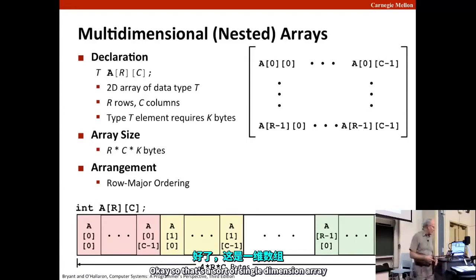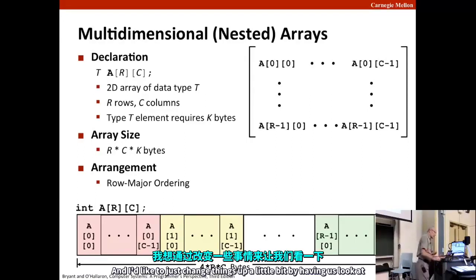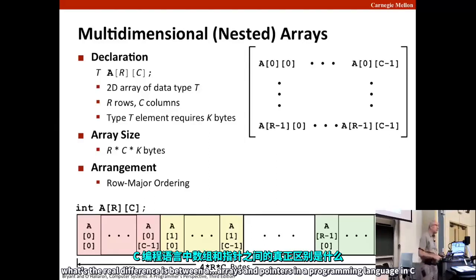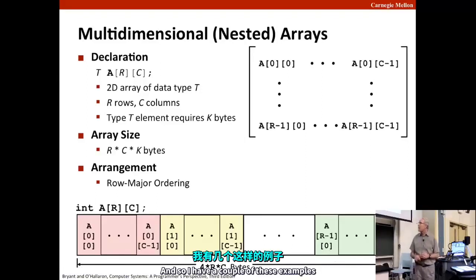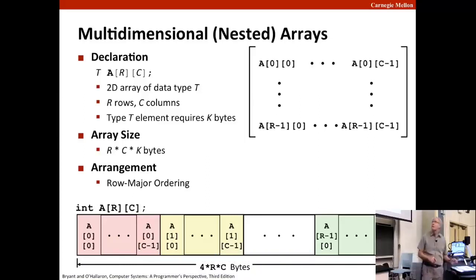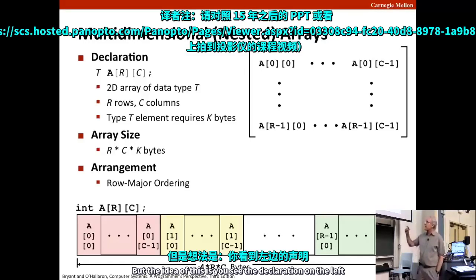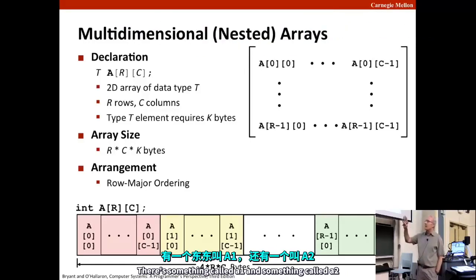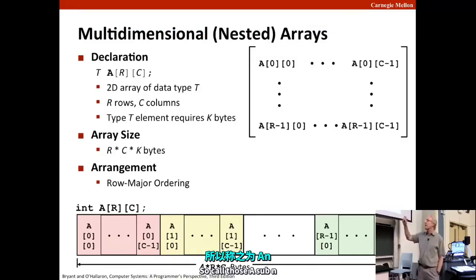Okay, so that's a single dimension array. And I'd like to just change things up a little bit by having us look at what the real difference is between arrays and pointers in a programming language, in C. And so I have a couple of these examples that I'll bring out one by one. But the idea of this is, you see the declaration on the left. There's something called A1 and something called A2. So call those A sub n.